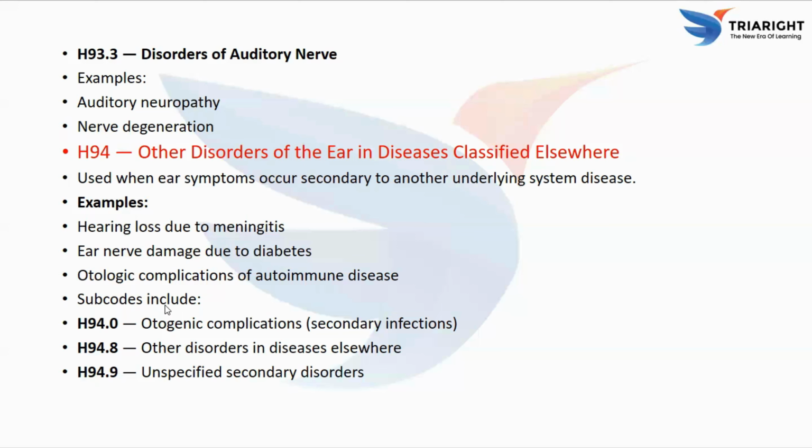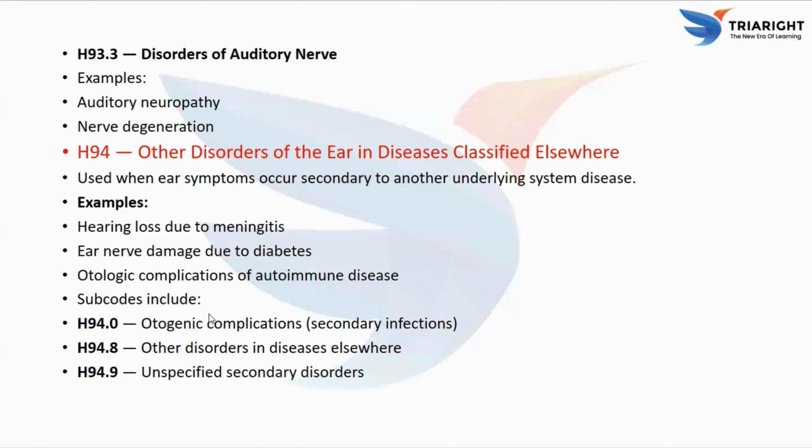So an example from the slide is hearing loss due to meningitis. Meningitis can cause damage to the cochlea or auditory nerve. So this causes sudden or permanent sensorineural hearing loss. Here the primary code is meningitis because it's the underlying disease, and H94 is added as a secondary code for the ear related complication. So in this way you have to code H94. The other examples are ear nerve damage due to diabetes and otologic complications of autoimmune disease.